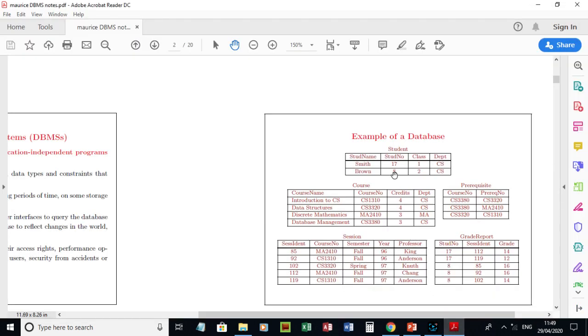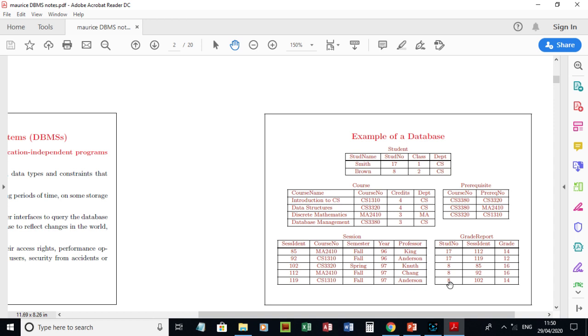Take the student table. What's the student number here? Student number 17 for one student, and student number 8 for another. Now the grade report also has the student number. Student number 17 appears in the grade report, which means student number 17 is associated with the grade report, and with another session as well. It appears two times, and another will appear three times.